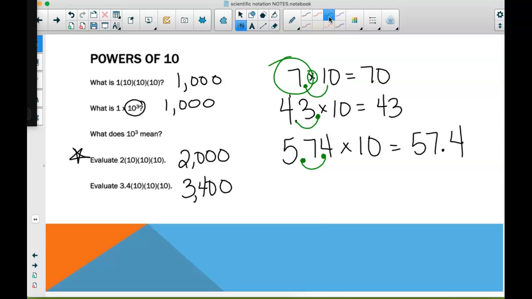What do you think happens if you divide a number by 10? If I took 70 divided by 10, which is 7, what's happening then?